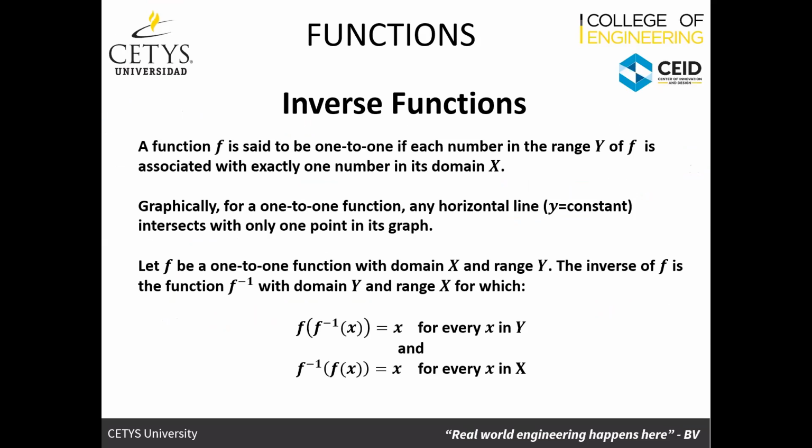Okay, so assuming that we've got a one-to-one function with a domain x and range y, the inverse of f is going to be called f to the -1. This is important because it can be confusing. It's f to the -1. That doesn't mean it's 1 divided by f.